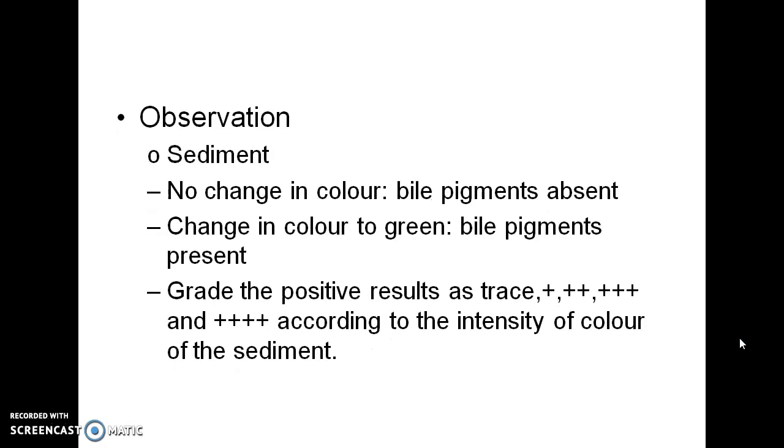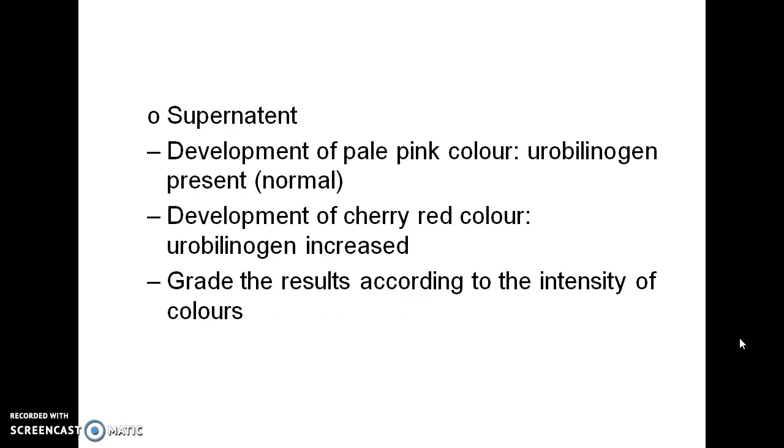Observing the sediment, when there is no change in color, bile pigments are absent. Change in color to green means bile pigments are present. Grade the positive results as trace, +1, +2, +3 and +4 according to the intensity of color of the sediment. For the supernatant, development of a pale pink color indicates urobilinogen presence, which is normal. Development of a cherry red color means urobilinogen is increased. Grade the results according to the intensity of colors.